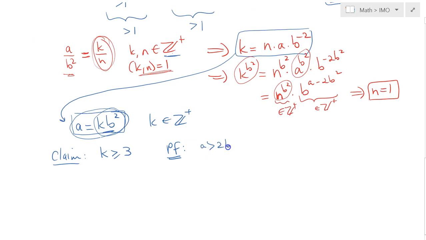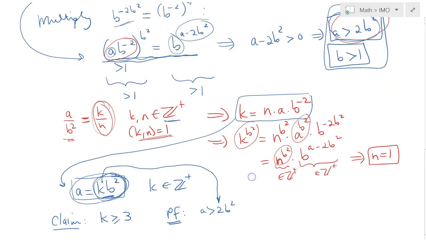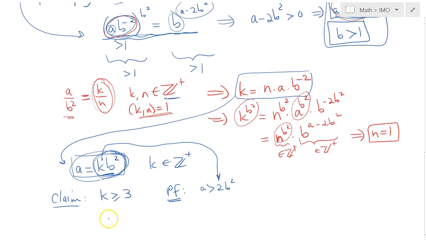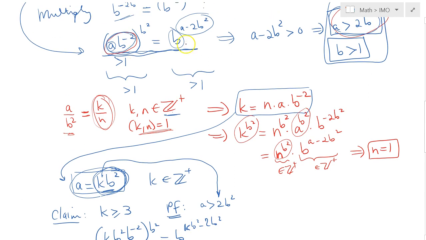Because a is strictly greater than 2b squared, it must be the case that k here is greater than or equal to 3. Now, having showed that, we can insert this expression kb squared into this guy here, and let me quickly do it. So we would get that kb squared, b to the power minus 2 raised to the b squared power, is equal to b raised to the power a, we replace it with kb squared minus 2b squared, right? So I guess everybody's clear on this.